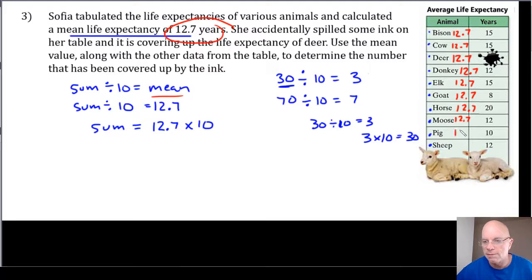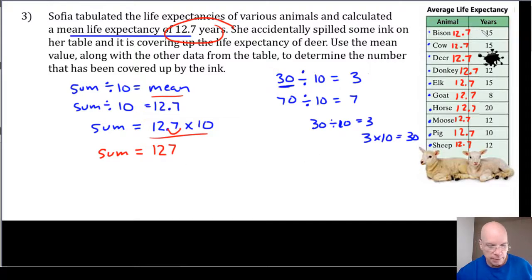So how many 12.7s is that? We have 10 animals, so 10 12.7s. If you add 12.7 plus 12.7 plus 12.7 10 times, that's the same as 10 times 12.7. And it's easy to multiply by 10 because any power of 10, you can just move the decimal. All of these digits shift up to one higher place value, which is the same as moving the decimal 1 to the right. So the sum of the life expectancies of the animals is 127. We move that decimal 1 place to the right.